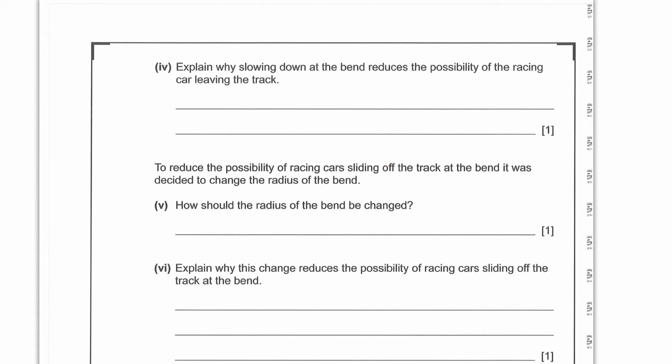Explain why slowing down at the bend reduces the possibility of the racing car leaving the track. So this is down to centripetal force again. There's a maximum amount of friction available when you turn the corner. If you go too fast, then you need more centripetal force than what you've got available, and the car slides off the track at that point then.